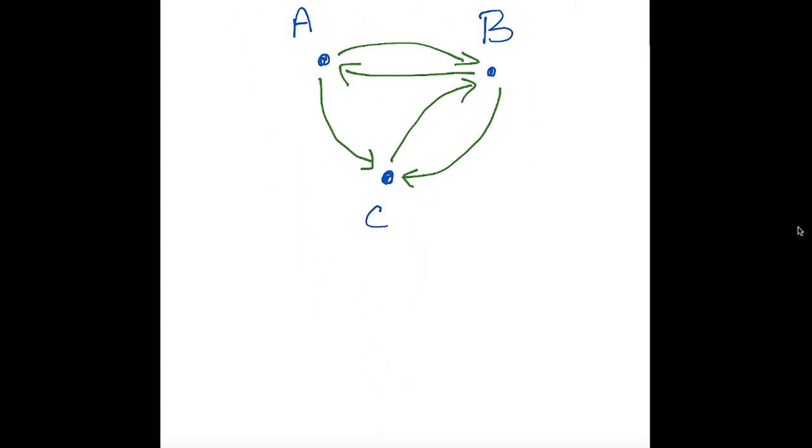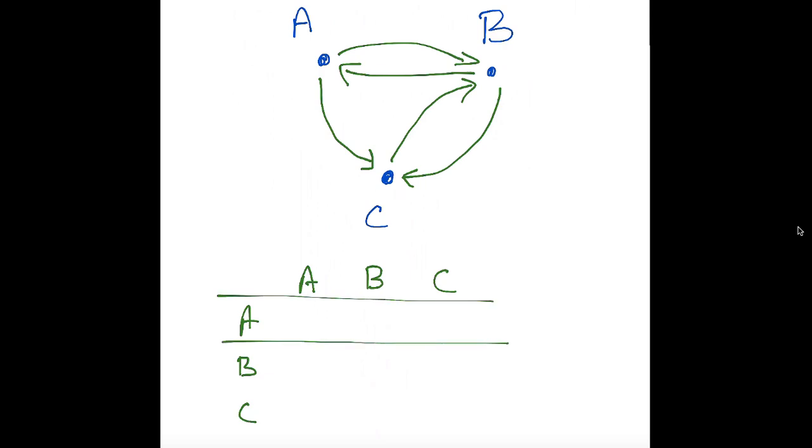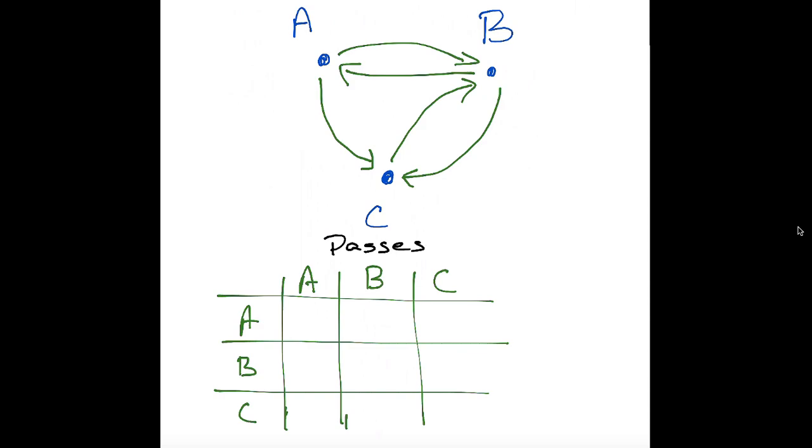So let's say you have A, B, and C here, and you've got A, B, and C here. Let's just diagram this out, and you go, okay, this is going to represent who passes, and this is going to represent who receives. So A can't pass to itself. A is never going to pass to itself. B is never going to pass to itself. C is never going to pass to itself.